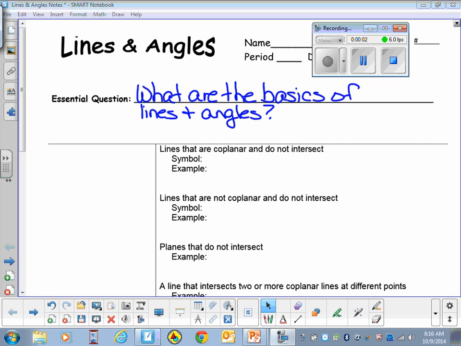All right, so what are the basics of lines and angles? And of course, we start off with a lot of vocabulary because most students in geometry do. Lines that are coplanar and do not intersect are parallel lines.